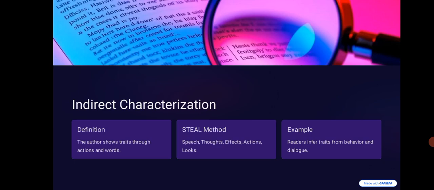So we are going to use the STILL method, and I'll try to give one or two examples. That's what I did in the slide. But I really want to take you through the background picture. You can see a picture of a text in the background. Then in the right hand corner, you see a magnifying glass. So this is basically what indirect characterization is all about.